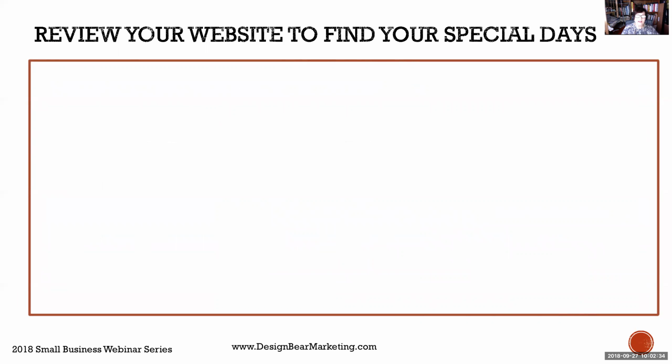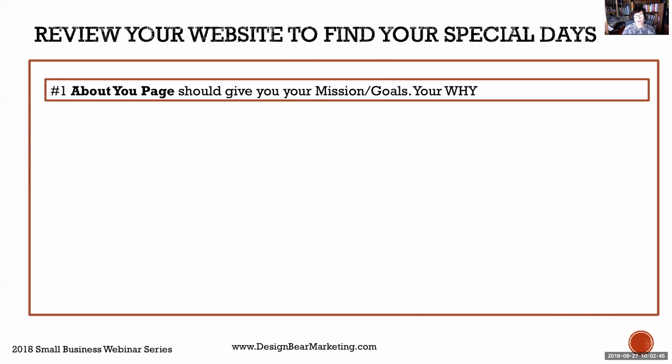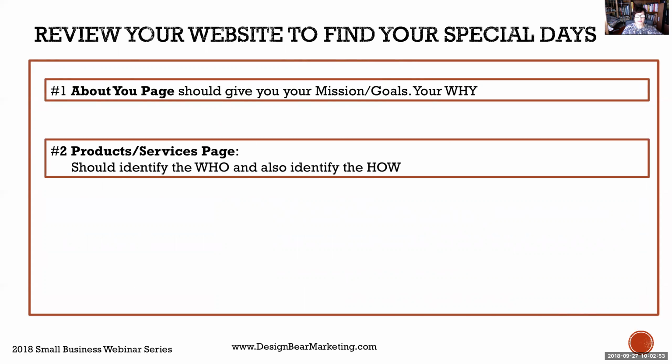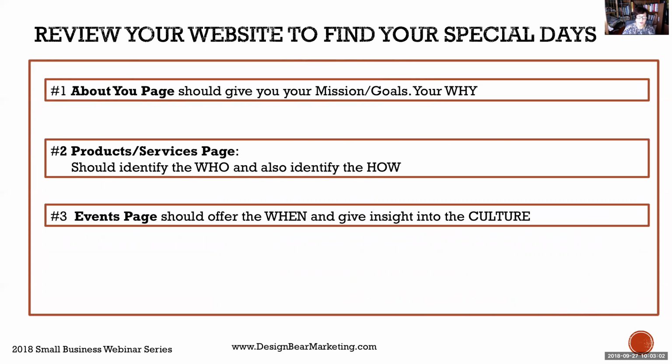And then you take that worksheet and you begin on your own website, because this is where we want people to go, right? We want them to go to our website. So you start with your about page and you look at your mission and your goals. If it's not there, you better put it on there, because this explains why you're publishing the content. Then you're going to your products and services page. This is the who and the how, right? This is what you have, what you're offering people.